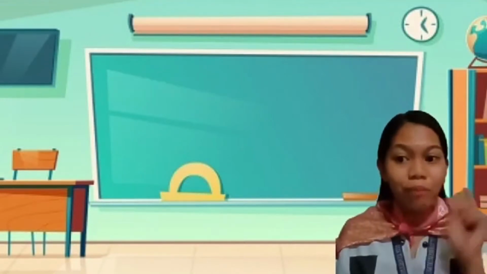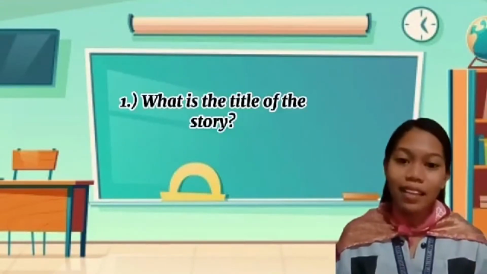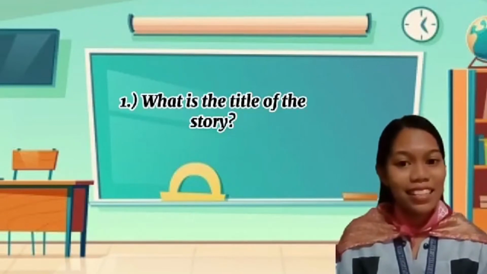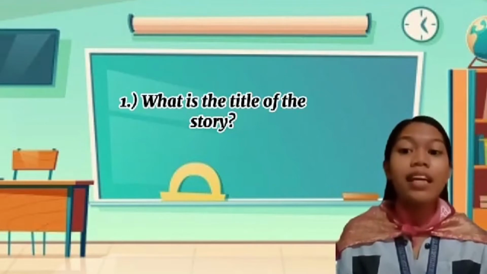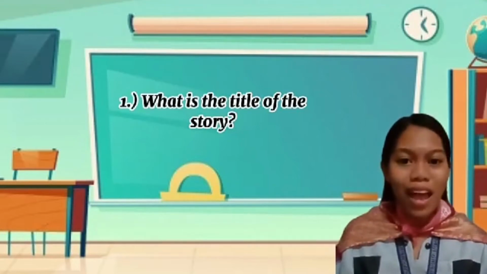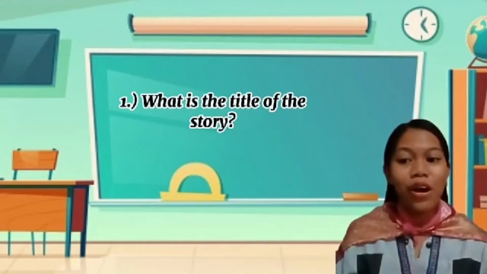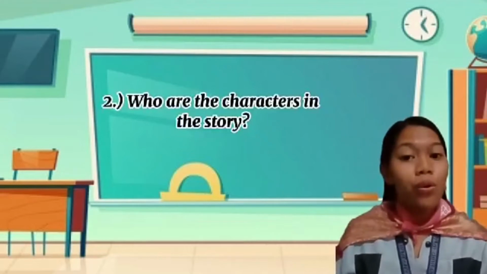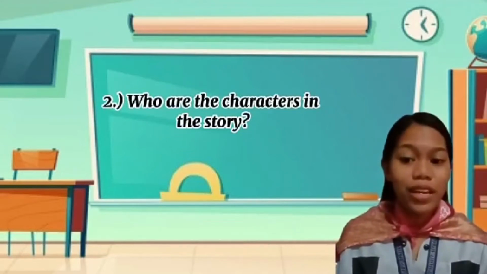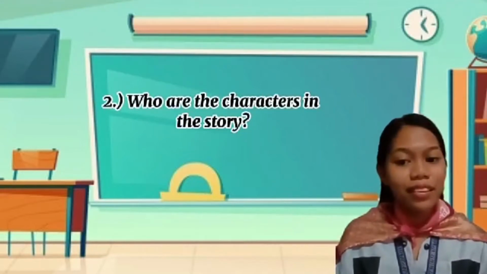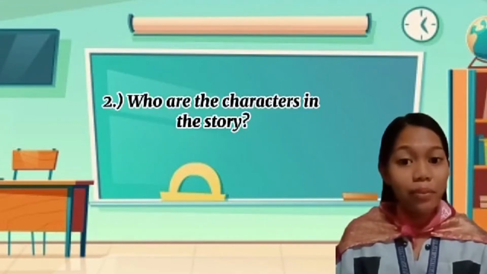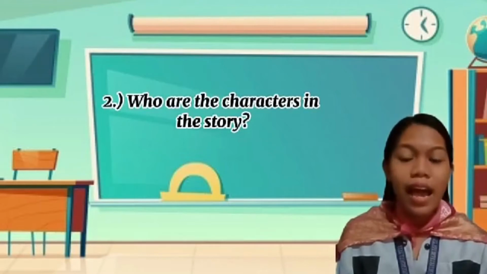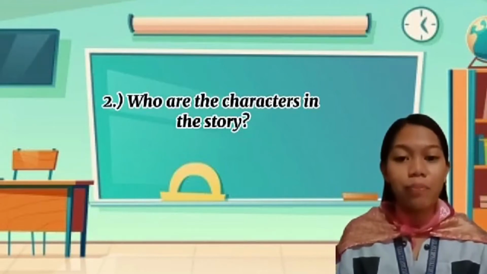Okay, number one. What is the title of the story? Yes, Trisha? The title of the story is Fluffy the Hero. Wow, excellent answer. Okay, number two. Who are the characters in the story? Yes, Alvin? The characters in the story are Fluffy, the fireman, Chip, and the mommy of the puppies. Wow, amazing answer.